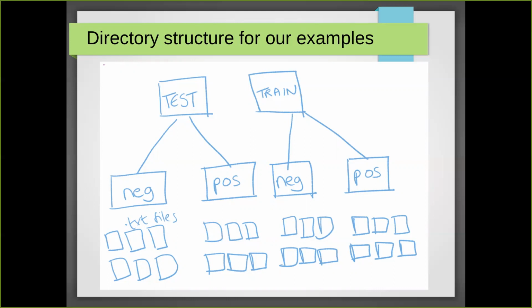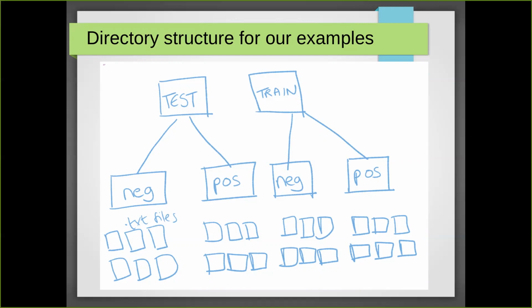So we can have a folder that says test and a folder that says train. And one obviously will hold our testing examples, one our training examples. And then we can have subdirectories in each of those for each of the categories that we want. So in our case, we're doing sentiment analysis, so we want negative and positive categories. We might have neutral as well, but we're not worrying about that.